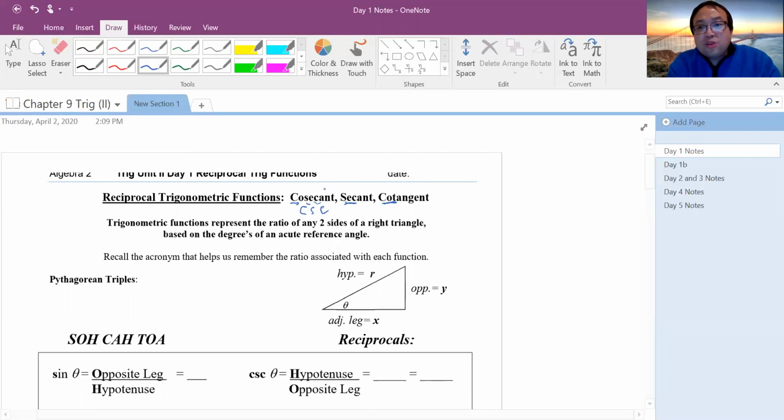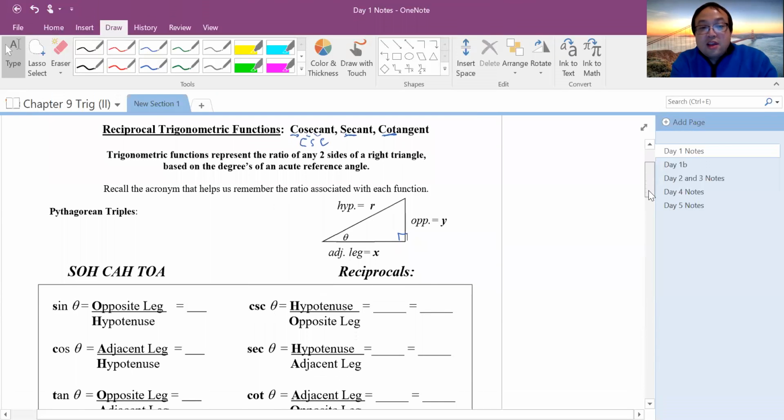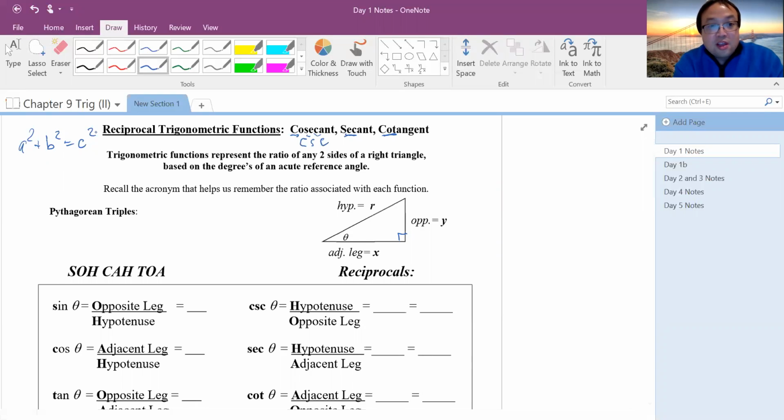These 3 trig functions are also going to be ratios with respect to a right triangle. So this should be a right triangle, okay? Before I talk about the ratios of the trig functions, I do want to take some time to talk about the Pythagorean triples. Pythagorean triples come from the Pythagorean theorem. You guys remember a squared plus b squared equals c squared. In this case, I'm going to write these numbers out in terms of triples.